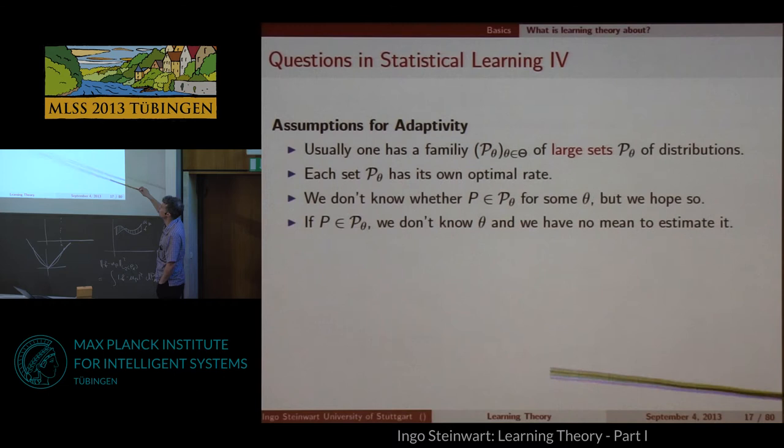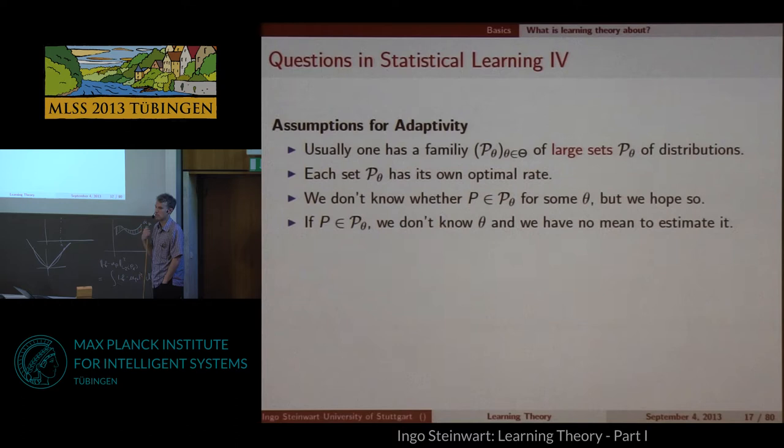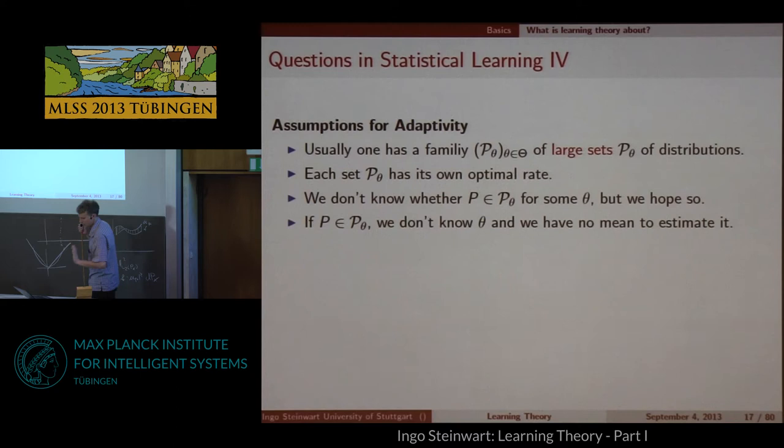So we don't know theta, and also, we usually have no means to estimate theta directly. Again, given a number of samples, how would we come up with a method saying that the conditional mean is so and so smooth? We don't know. So we don't know whether this theta exists for a P, nor do we have a means to estimate it. So these are the assumptions for adaptivity.